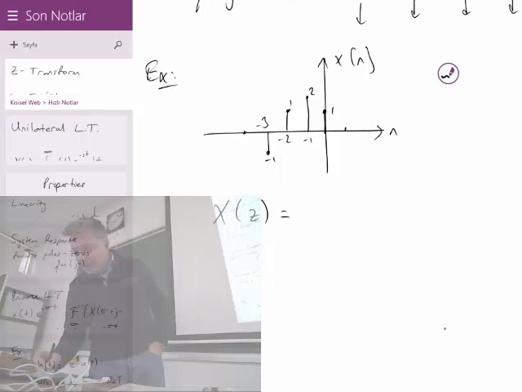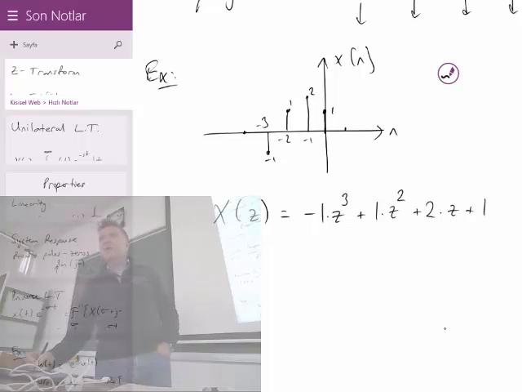It is minus 1, which is this value, times z to the power 3, minus 3, plus 1 times z to the 2, or z squared, plus 2 times z, plus 1 times 1. Z to the 0 is 1. Anything to the power 0 is 1. That's automatic. So this is a polynomial.